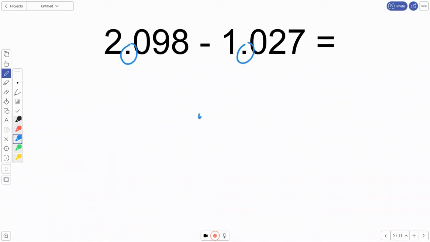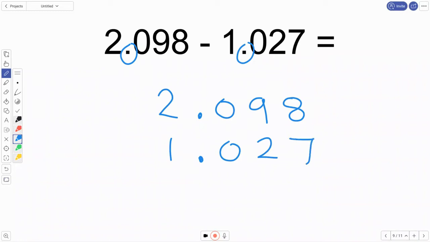All right, so I'm going to put that decimal point here. We have 2.098 minus 1.027. All right, so if I put that decimal point, 2.098. If we line it up the other side with the decimal point, all of the numbers will fall into place. And once we have those numbers in place, we're going to do like you've done in the past. You're going to just have to do your subtracting.